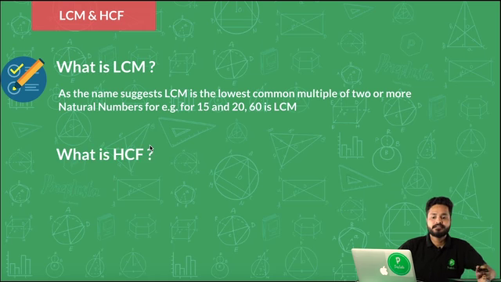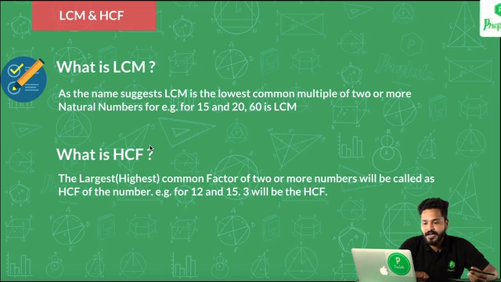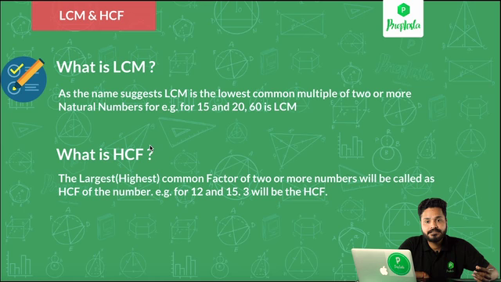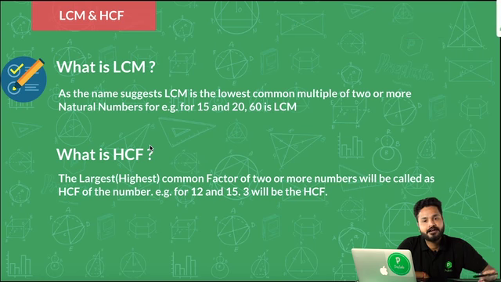What is HCF? Highest common factor. Let's say two numbers, 12 and 15. So what is the highest common factor for those? The highest common factor is nothing but the number which can divide both 12 and 15, excluding 1, right? We can see that 3 can divide 12 and 15 exactly, and it is the highest number which can divide 12 and 15. So that becomes the highest common factor. Also, we'll see how to find HCF in the coming slides.